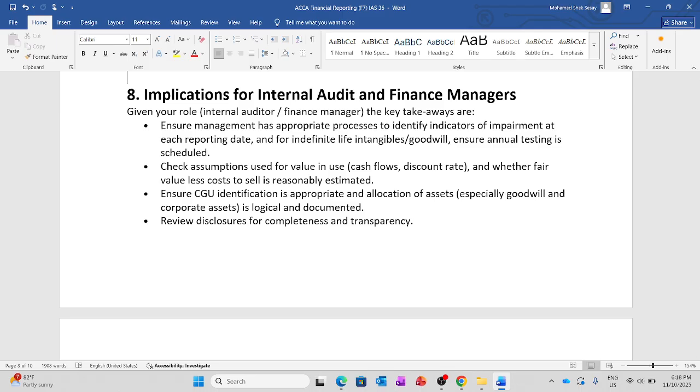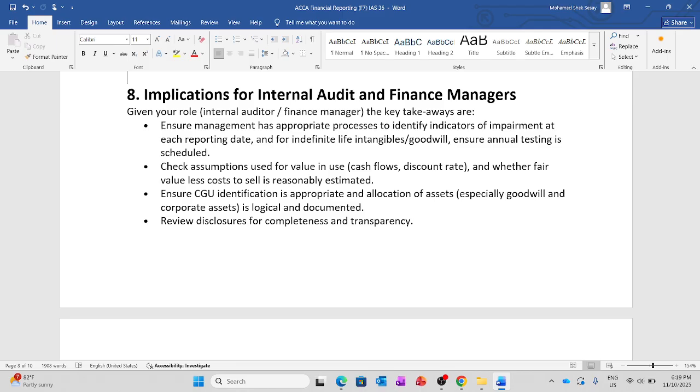Ensure management has an appropriate process to identify indicators of impairment at each reporting date, which is very clear. And for indefinite life intangible assets, ensure annual testing is scheduled. We need to do a schedule to ensure we conduct annual testing for these three categories of assets. We need to check our assumptions for the value in use. We need to look at the cash flow and the discount rate we are going to use to calculate the value in use. And also, we need to ensure that the fair value is at an arm's length transaction as per IFRS 13, and also we need to deduct the reasonable cost to sell.